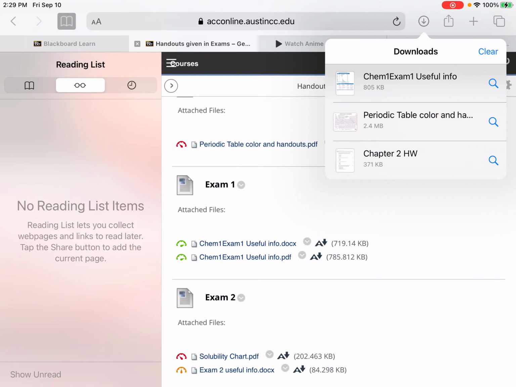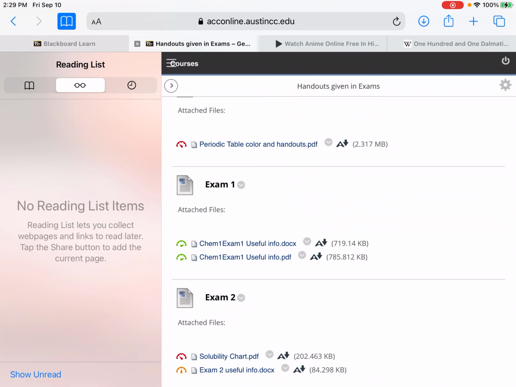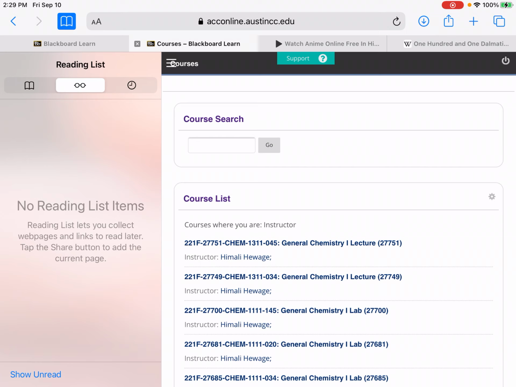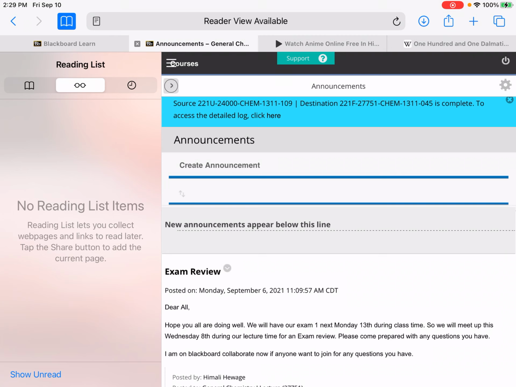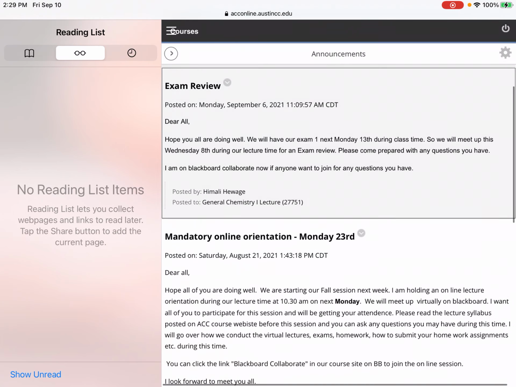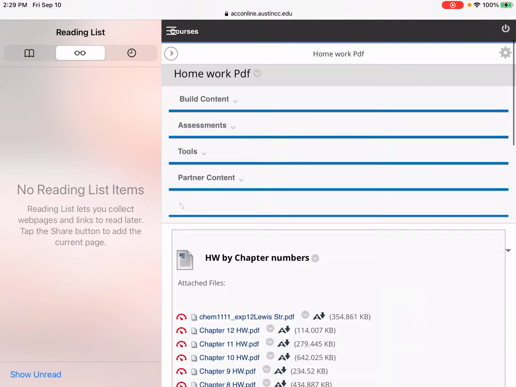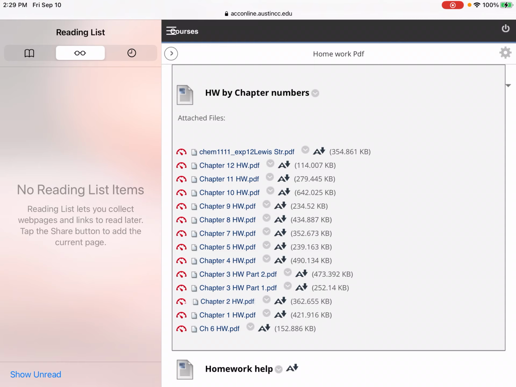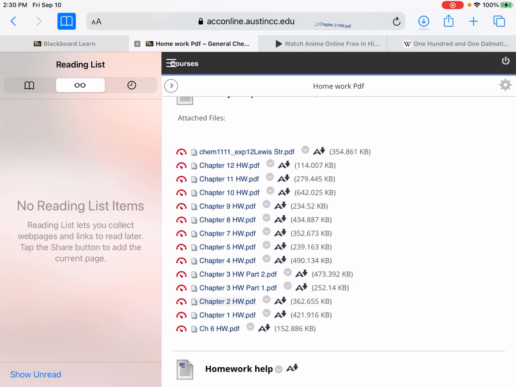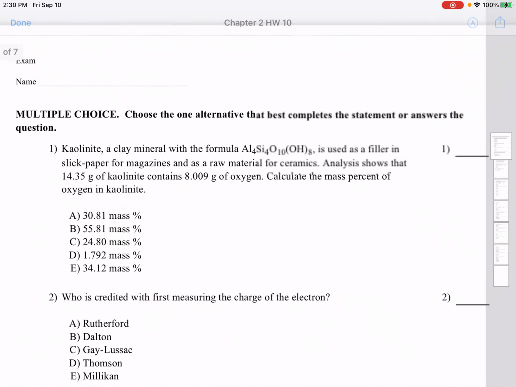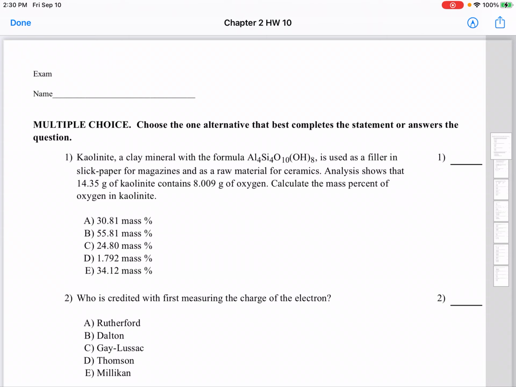Let me see if I can get my pen back. Homework PDF. We download it again. Right there now. That's good.